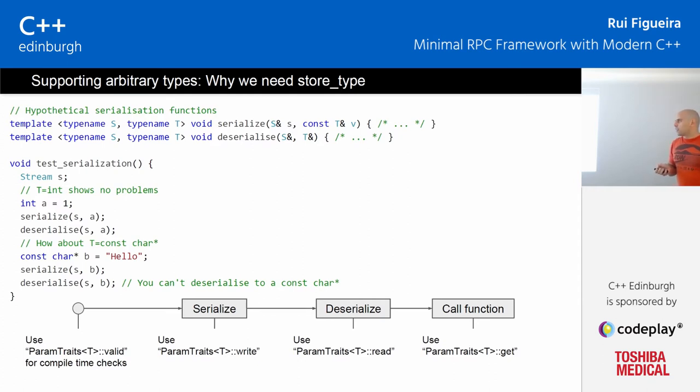So you can serialize straight from the C-style string, but you can't deserialize to B. So the type that the function accepts is not necessarily the same type that you need to deserialize it. In this case, if a function accepts a const char star, you want to deserialize to an std string, so you can't use T directly. That's why a specialization for parameter traits has this typedef, so the code that's going to be using this building block knows what type to use to deserialize the data.